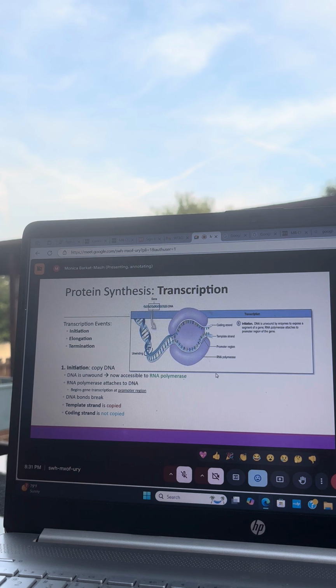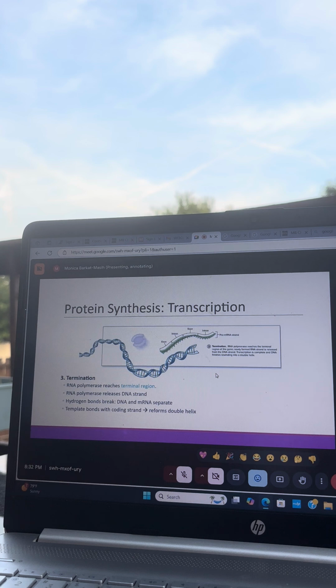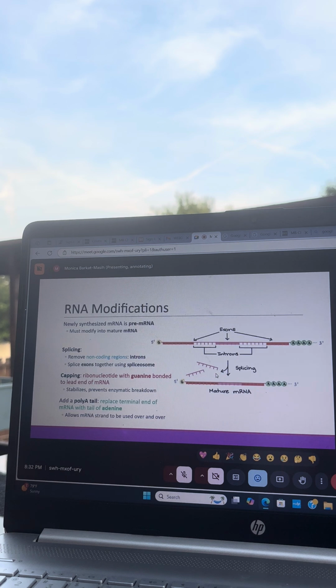Which strand is copied, the template or the coding? The template. It's always the template strand which is copied. And then the end result is the formation of the messenger RNA. Okay, so you don't have to worry about the modifications.